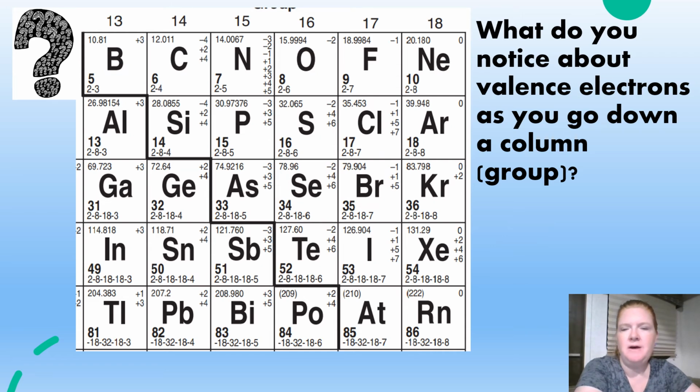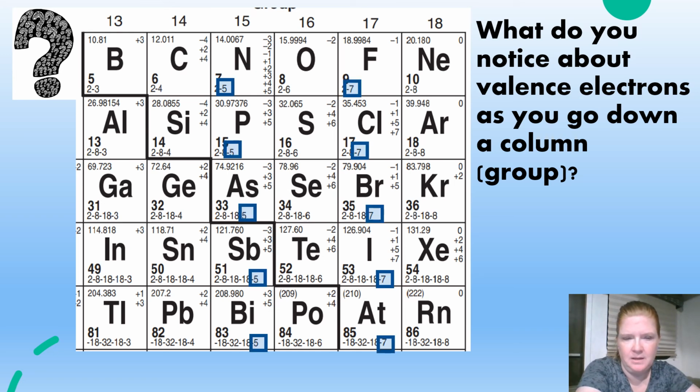What do you notice about valence electrons as you go down a column? We call that a group. So look and look. It's the same, right? As you go down a group, down a column.